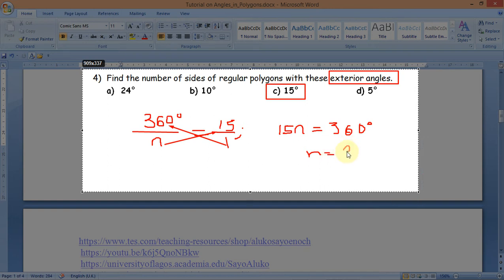So by implication, a polygon with exterior angle 15 has number of sides 24. Not degrees, guys. This is the number of sides, I'm sorry about that. So it has 24 sides. Okay, so let's go to the next question.